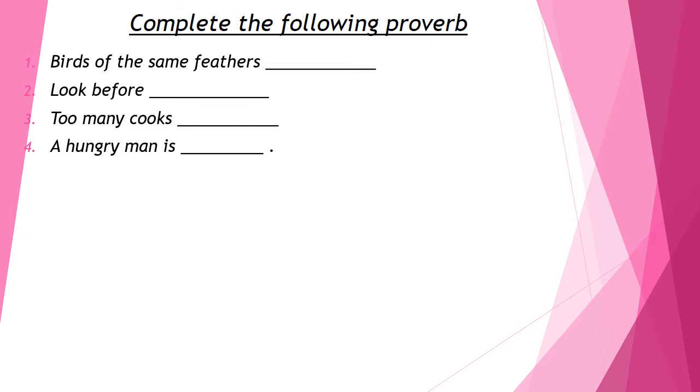So, class 5, we say a hungry man is an angry man, meaning when you see somebody keeps picking up quarrels every now and again, that man must have some kind of hunger with him. It might be a social problem, economical problem, or any other psychological problem, but it is now being put in the form of anger. So a hungry man is an angry man.